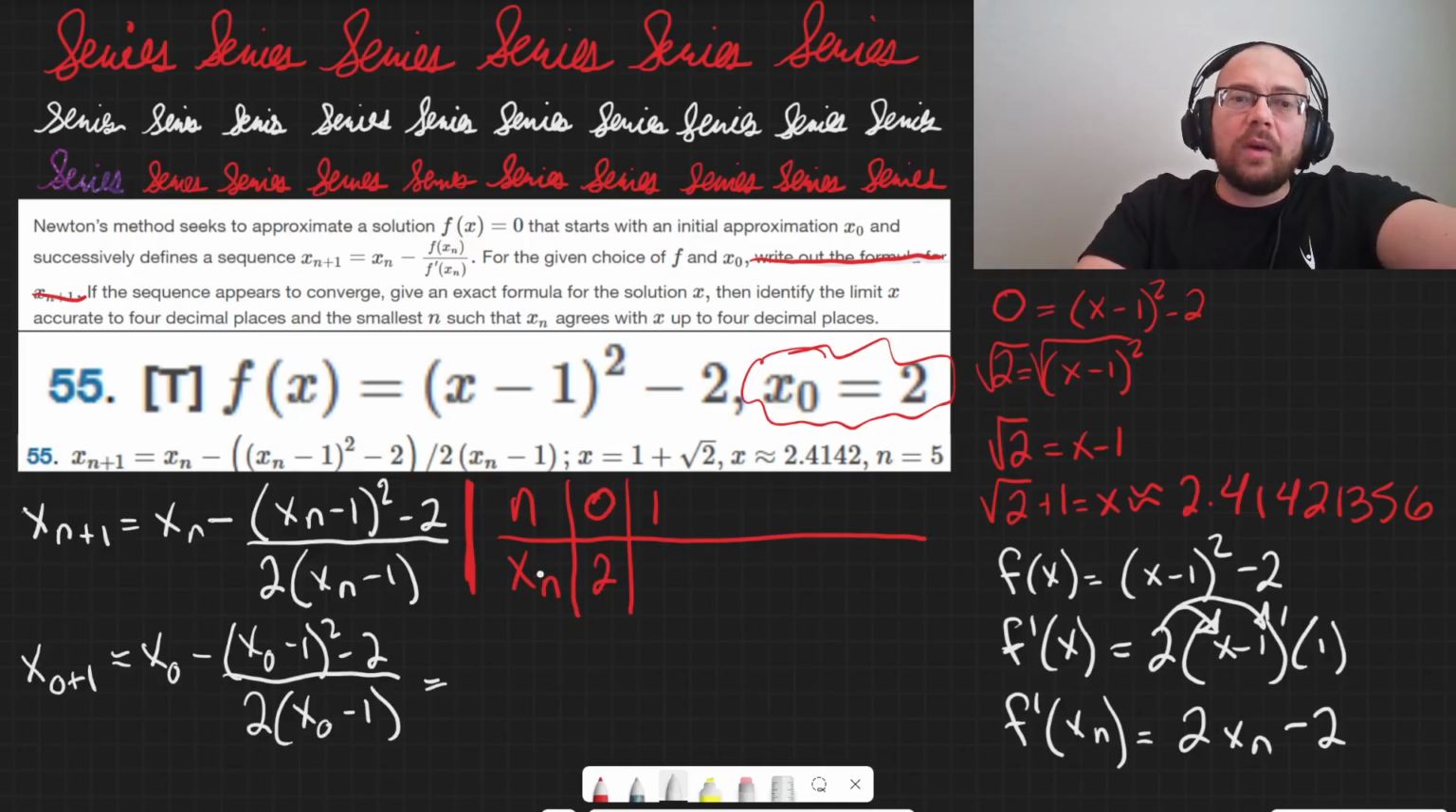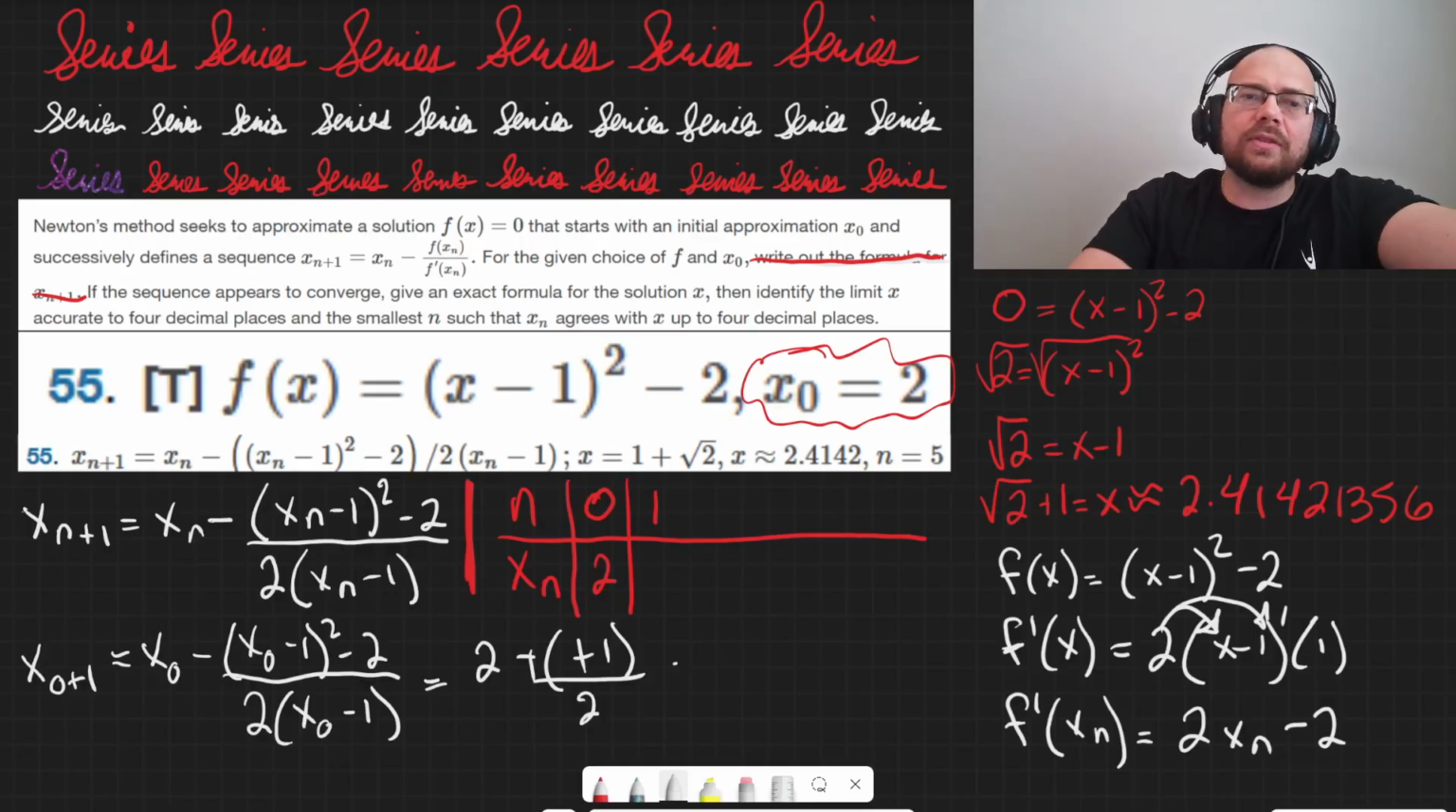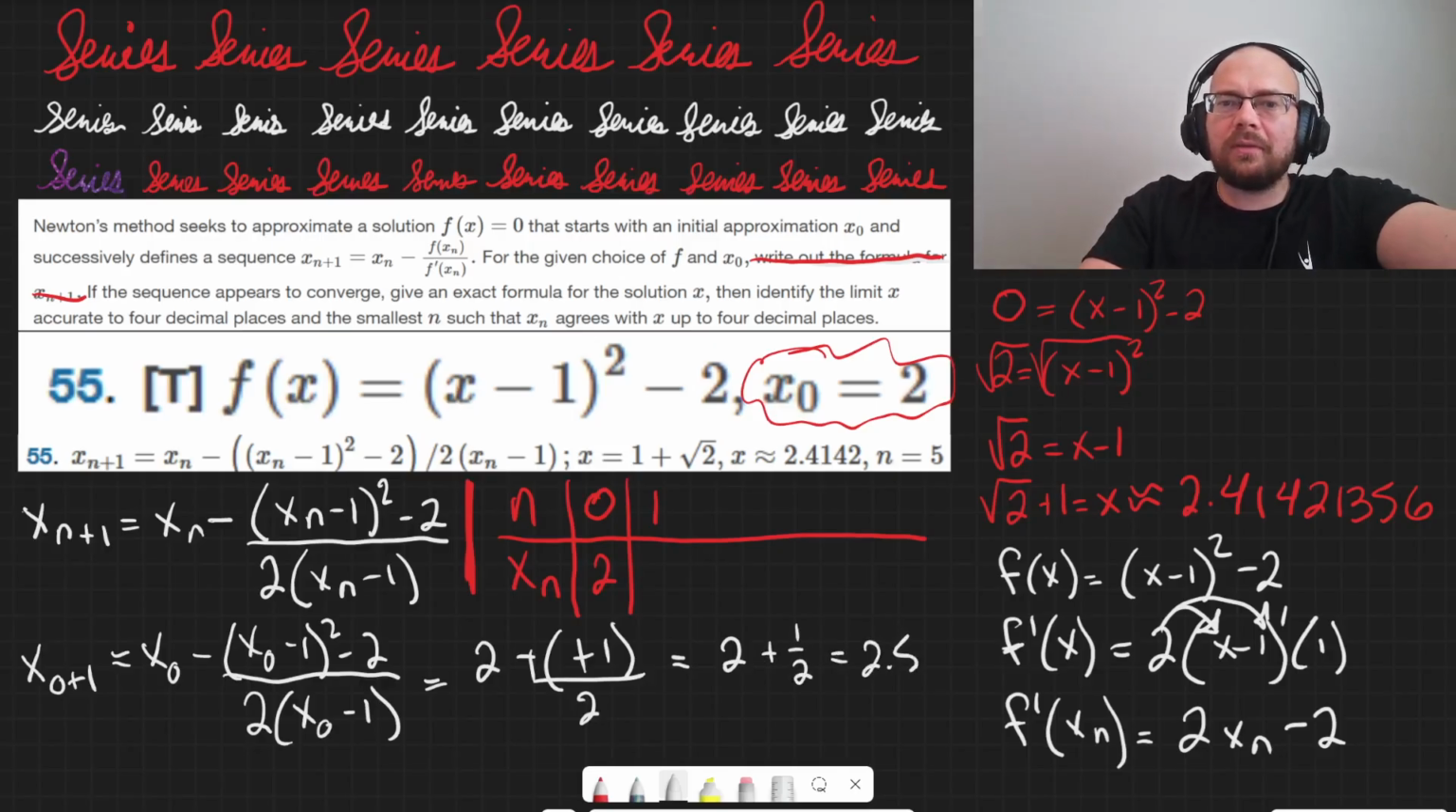We know x sub 0 is 2, so we'd be plugging in 2. It'd be 2 minus, and then 2 minus 1 is 1, 1 squared is 1, 1 minus 2 is negative 1, over, and then actually I can go ahead and distribute that negative, so just make that plus. And then over, that'd be 2, 2 minus 1 is 1, 1 times 2 is 2, so over 2. So you can do this by hand, but I probably wouldn't recommend it. 2 plus a half is 2.5. So it's equal to 2.5. So when n is 1, x sub 1 is 2.5.